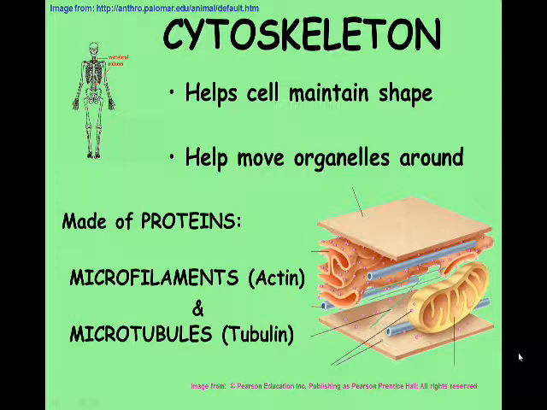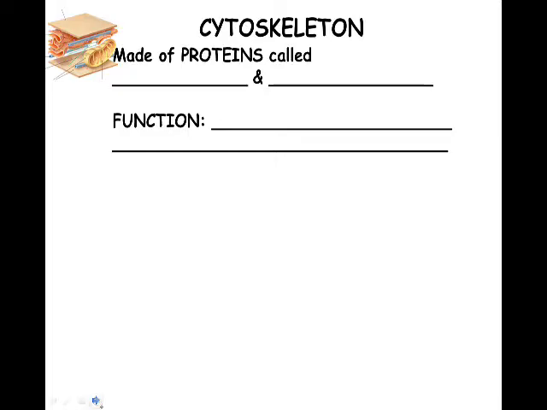Cytoskeleton is made out of proteins, and the proteins that make the cytoskeleton are called actin, which makes little filaments, microfilaments, and tubulin, which makes little tiny tubes, microtubules. Remember, the word micro means small. And those go together to make a framework inside the cell to act as a skeleton, just like your skeleton does for you. We're going to add some information to our flip book, and then we're going to see if we can find some pieces of skeleton in our cell pictures.